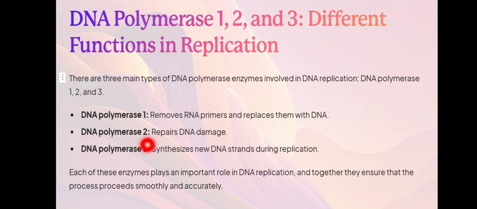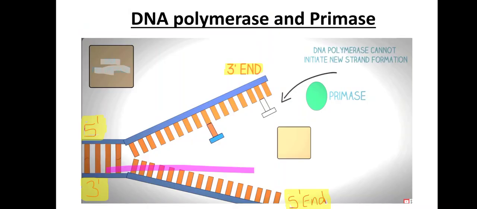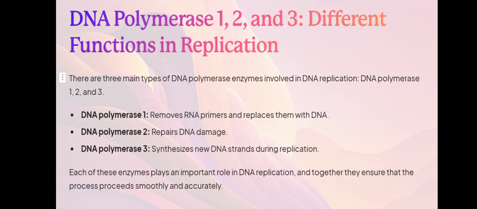Now, DNA polymerase 2 repairs the DNA damage. If any damage or any base pair is missing from the place, then DNA polymerase 2 repairs that one. Now DNA polymerase 3 synthesizes the new DNA strand during replication. So as I told you, in the formation of this strand there is no problem. So DNA polymerase 3 is working over here. Okay, so these are the main functions of DNA polymerase 1, 2 and 3.